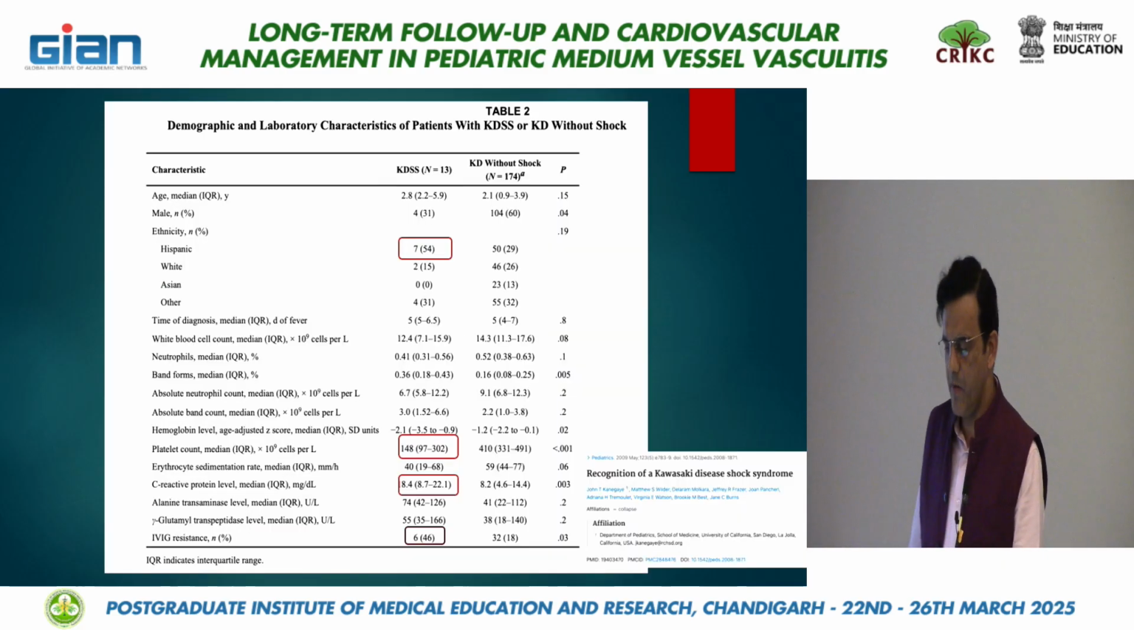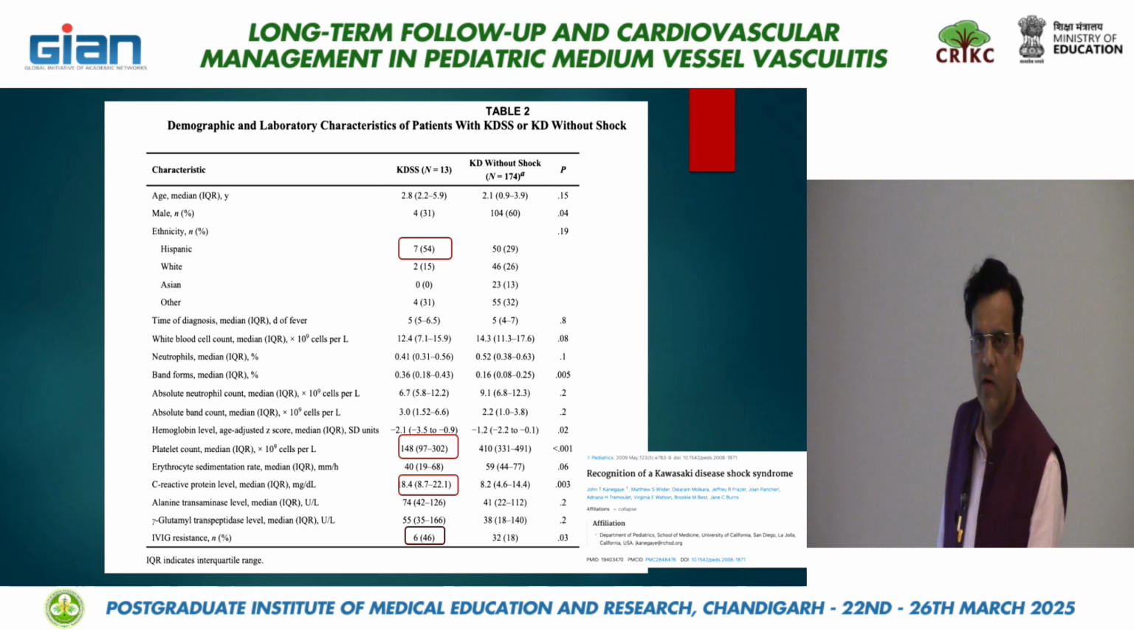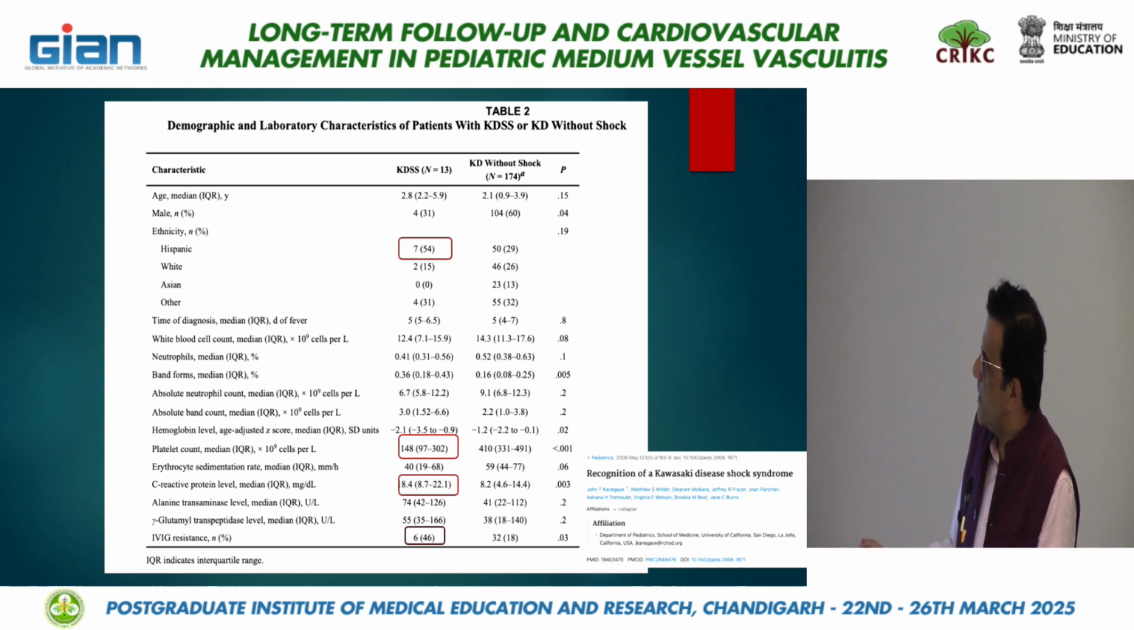This was another study published from the USA by Kanegaye et al. They recognized that the majority of the patients who had Kawasaki disease shock syndrome as compared to without shock were Hispanic in ethnicity. Also, as mentioned by Dr. Aparna, band forms were more, neutrophilic band forms were more in patients with Kawasaki disease shock syndrome. They had a significantly low value of platelet counts as compared to patients with hemodynamically normal Kawasaki disease. CRP was higher, and the patients also had IVIG resistance as compared to patients without shock.